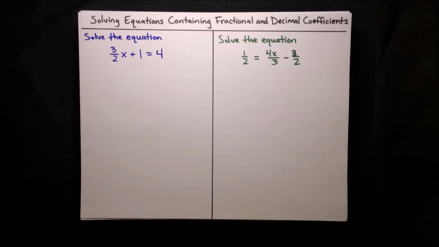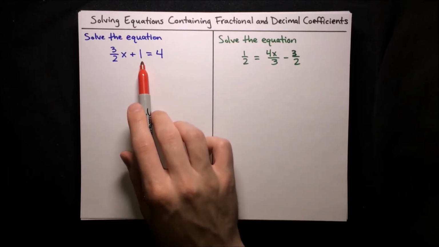Remember, the addition principle says that we can add or subtract anything from both sides of the equation without changing the solution. And the multiplication principle says that we can multiply or divide both sides of the equation by any non-zero number without changing the solution. So what do you think? What should our first step be to isolate x on one side of the equation? Why don't we get rid of this 1 here?